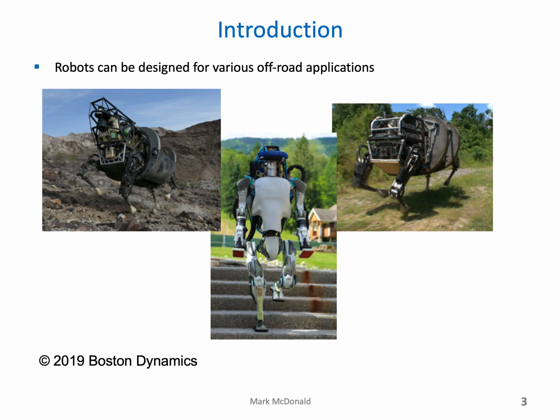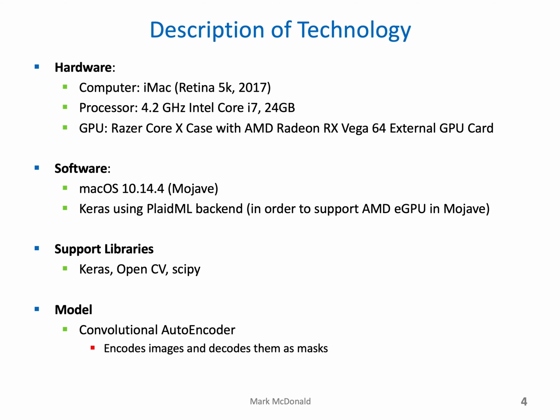These are a few pictures from robots made by Boston Dynamics, which have an extremely impressive set of skills and extraordinary agility. We're going to use a Mac for our development. We're going to use an external GPU. The support libraries are basic ones that were used during class. No new special libraries are being used. And the model being used is a convolutional autoencoder, which will encode images and decode them as masks.